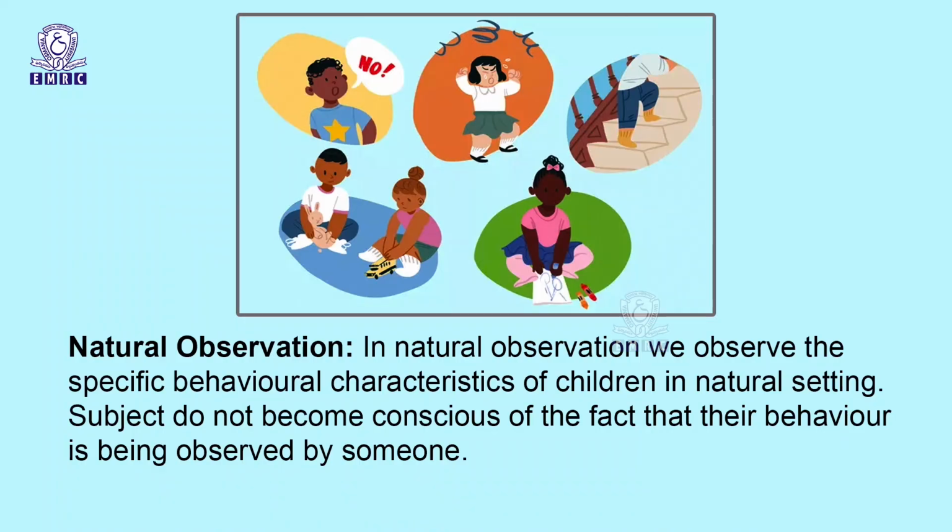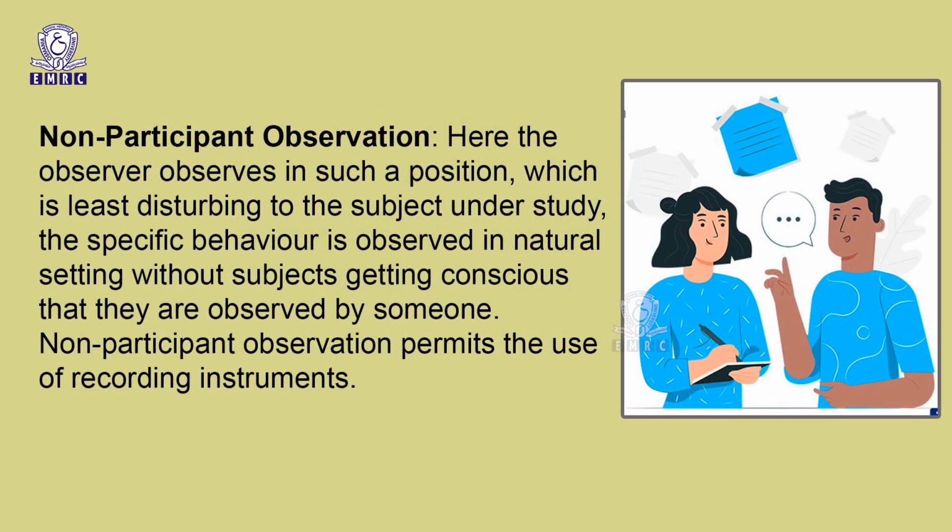First is natural observation. In natural observation, we observe the specific behavioral characteristic of children in natural setting. Subjects do not become conscious of the fact that their behavior is being observed by someone. Then the next one is non-participant observation. Here the observer observes in such a position which is least disturbing to the subject under study. The specific behavior is observed in natural setting without subjects getting conscious that they are observed by someone.